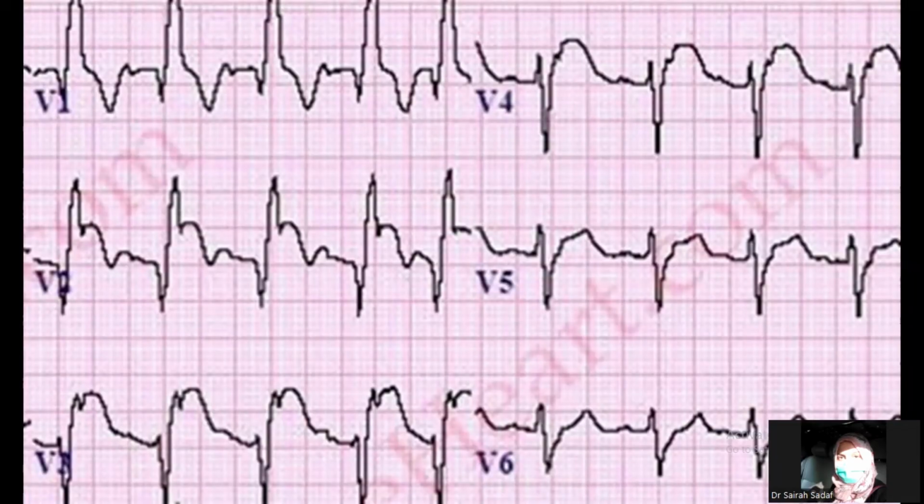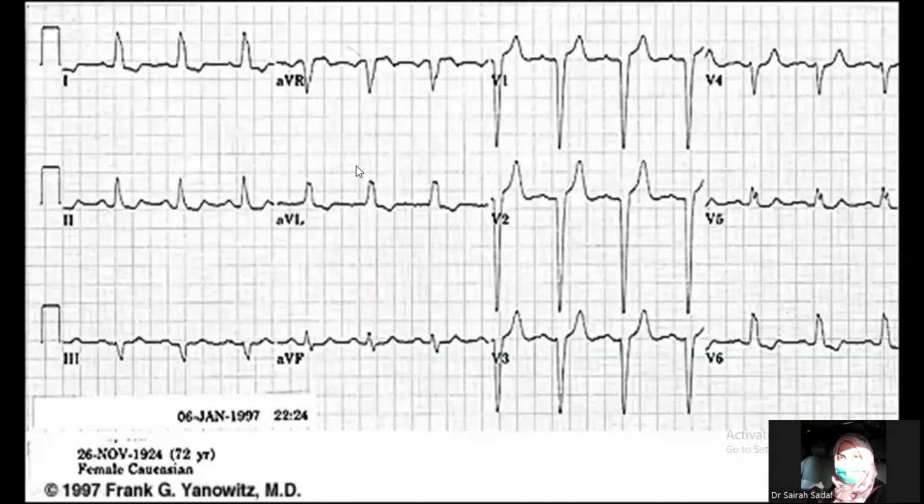So what is this? This is again RBB. Why? Because the findings are reversed. We have tall R, broad, notched, slurred, everything whatsoever. Okay. This is RBB. Very good. Yes, you all are right. What is this?